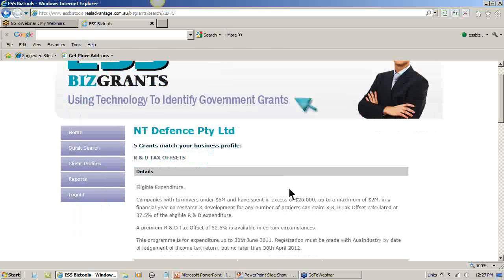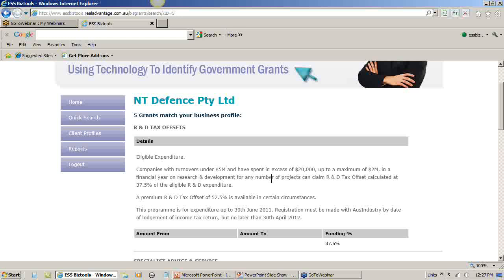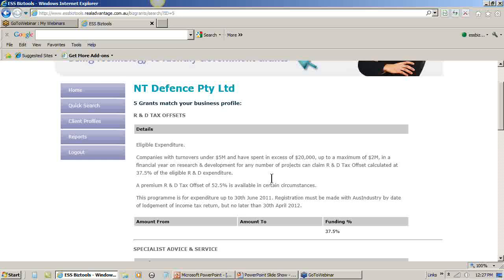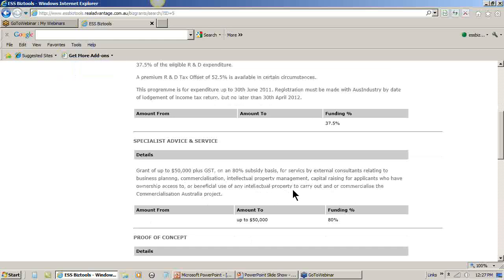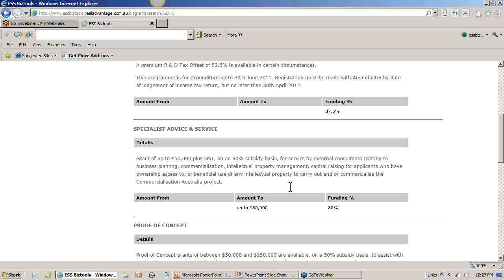They were undertaking research and development. I forgot to mention what the case study criteria was. They'd spent $105,000 on R&D, my other notes tell me. So they would have been potentially entitled to claim 37.5% of that $105,000 as R&D expenditure. Because they're doing research and development, they may have been eligible to look at the Commercialisation Australia Specialist Advice and Services, giving them support of up to $50,000.